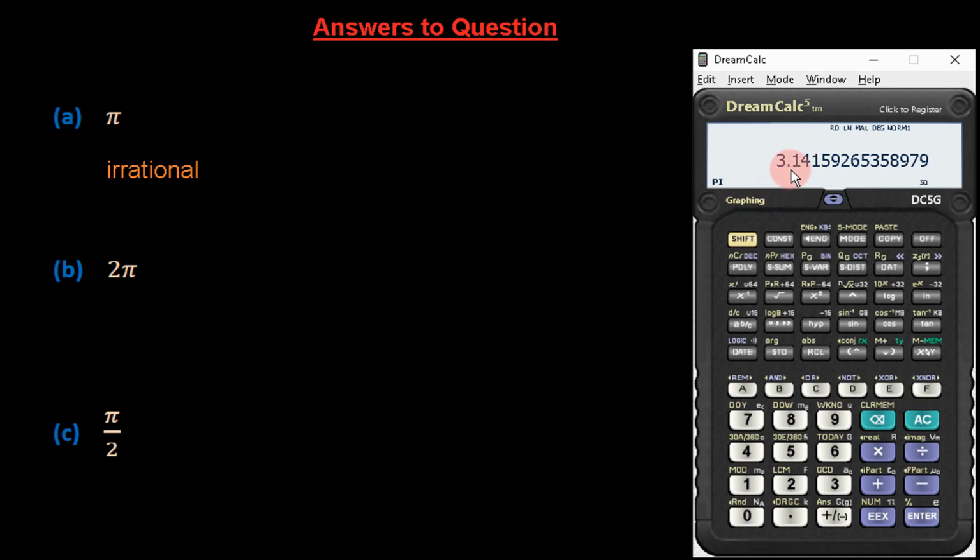So in this question, we have to state whether each of the numbers listed are rational or irrational. In A, we have pi. We know that the number pi is irrational. And the reason for that is that it's a non-terminating, in other words, never-ending, non-recurring decimal. In other words, there's no pattern after the decimal point or the comma. So pi, therefore, is irrational.